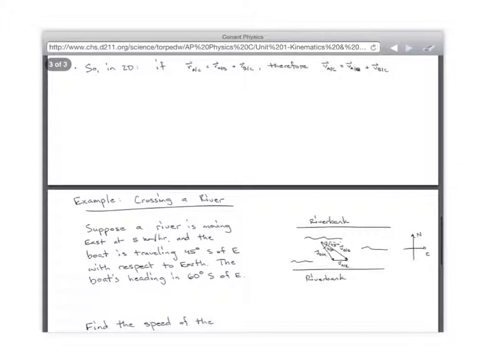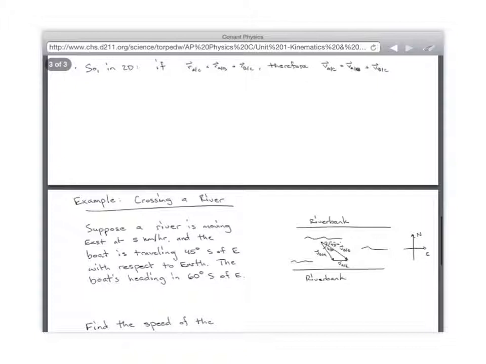So what I mean by all that is, let's take the vectors one at a time. What is the vector of the water with respect to the ground? What direction is it moving? 5 kilometers per hour east. So we draw an arrow to the right. Good? Next, the boat is traveling 45 degrees south of east with respect to Earth. First of all, what direction is that? Southeast. So that's diagonal that way, or maybe that way. Whatever, southeast.